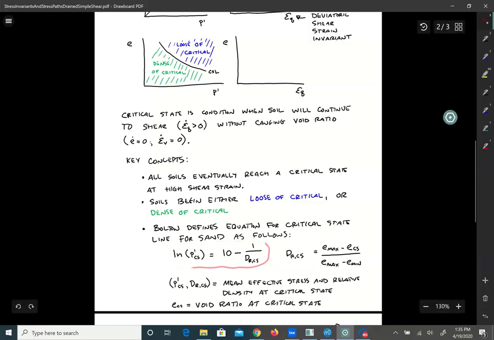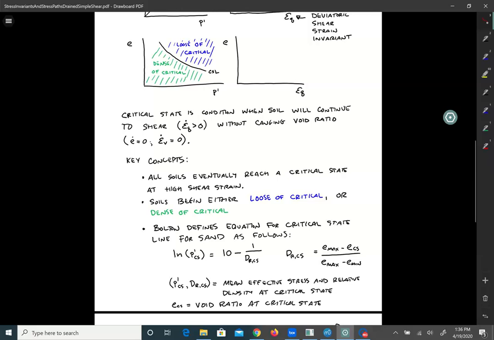Natural log of p' at critical state is equal to 10 minus 1 over the relative density at critical state. Okay, Bolton formulated this in terms of relative density rather than void ratio, because you could have a sand that's fairly uniform and has a fairly high void ratio, and you shear it and the particles will have a certain behavior. Then you can fill up some of the void space with some silt that's not really contributing to the mechanical behavior of the sand, and now the void ratio has gone way down. Okay, so void ratio has a strong dependence on grain size distribution characteristics, whereas relative density is a function more of how dense is the part of the soil that's contributing to holding shear stress.